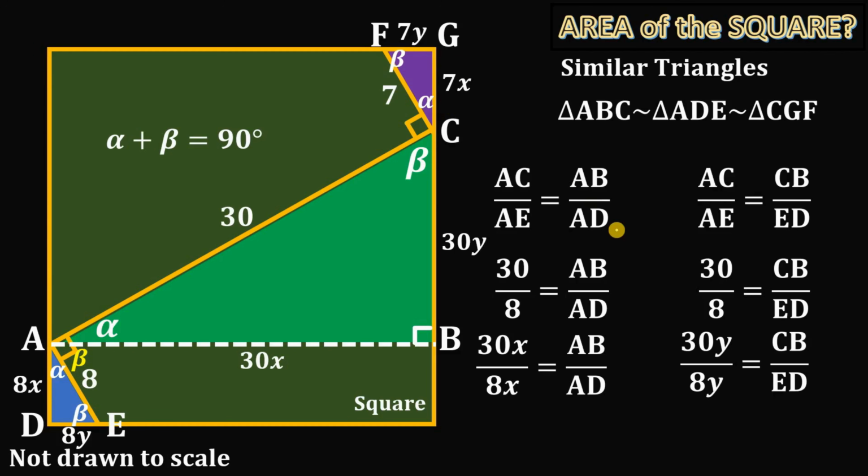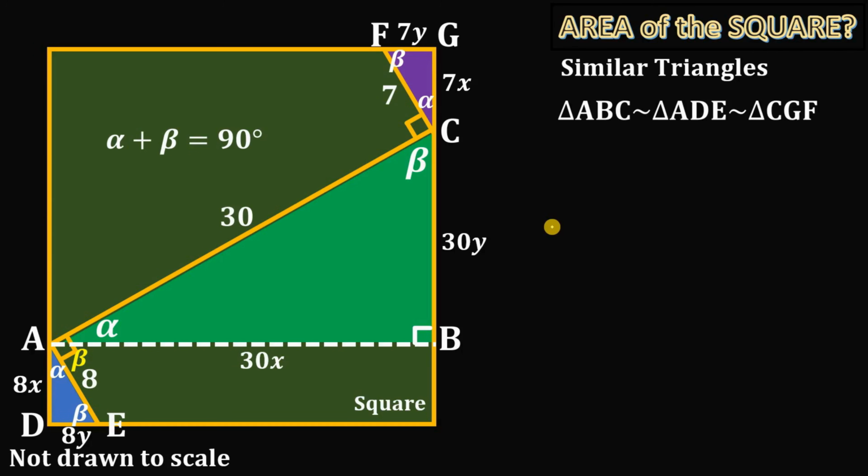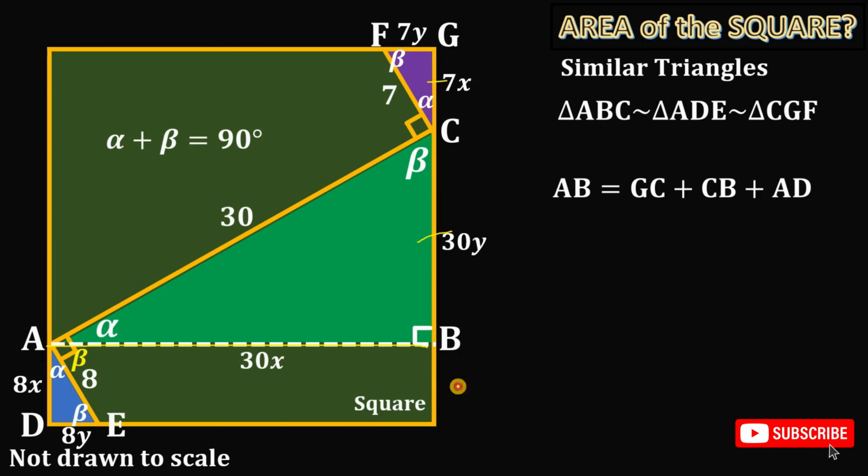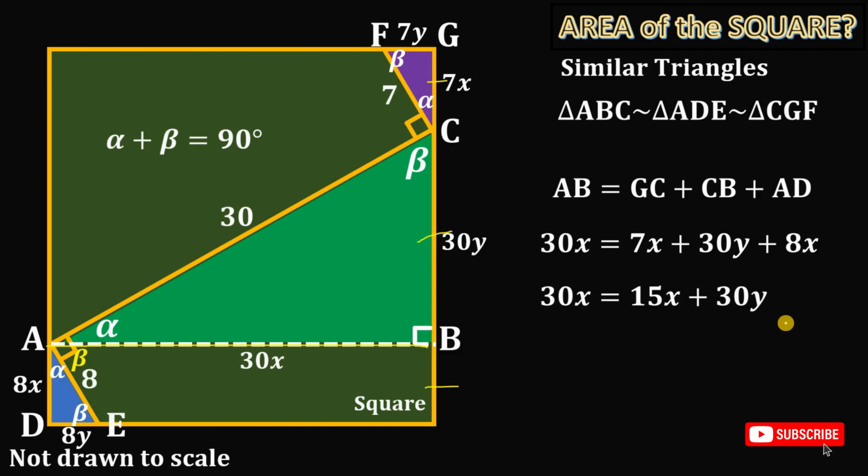Now, let's focus on this side of the square. Because this is a square, all of its sides must be equal. So we can say that this AB is also the length of the side of our square, and it must be equal to segment GC plus CB, plus since it is a rectangle, this part is also the same as AD. Now, we know AB is 30x, GC is 7x, CB is 30y, and AD is 8x. Simplify the right-hand side. This will give us 15x plus 30y.